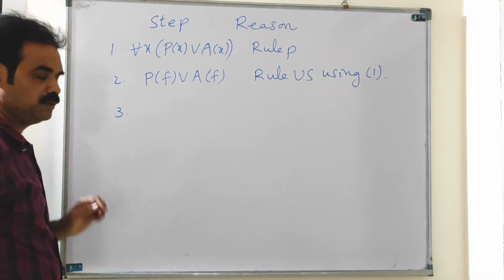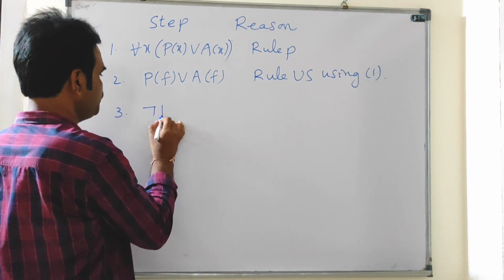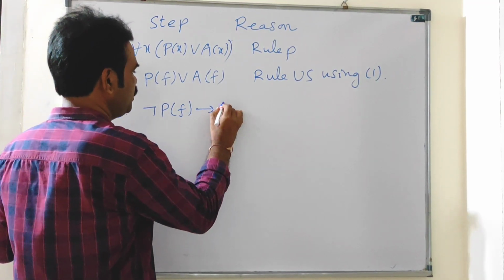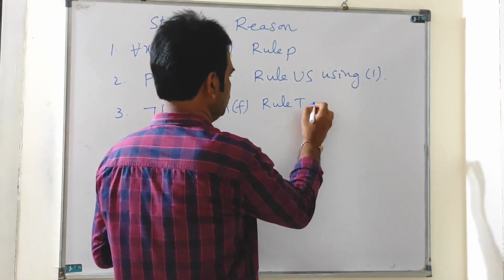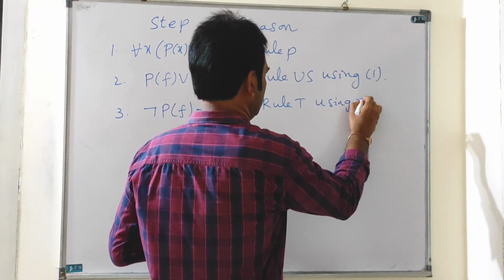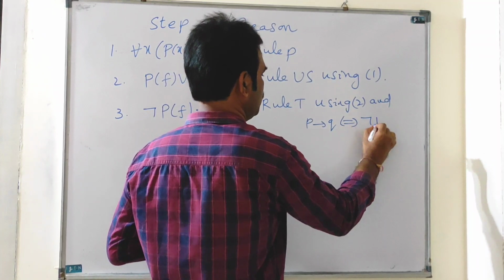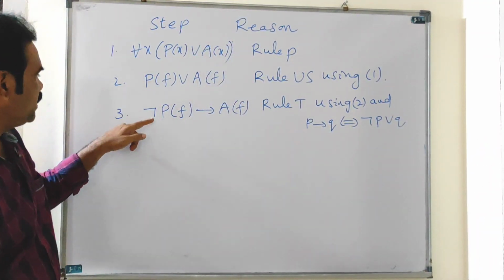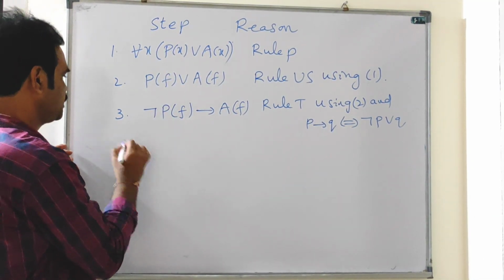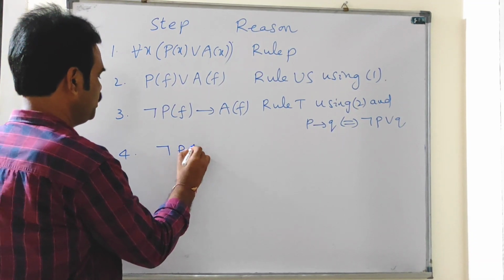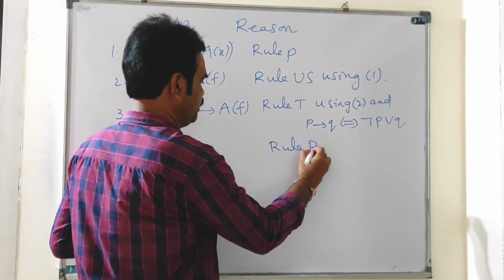You know that P implies Q is equivalent to negation P or Q. From that, you can write negation P of F implies A of F. Rule T, since we are using a formula, rule T using 2. The reason is P implies Q is equivalent to negation P or Q, and hence negation P of F implies A of F is equivalent to P of F or A of F. See the next step. Negation of P of F. This is in given premises. That's why rule P.